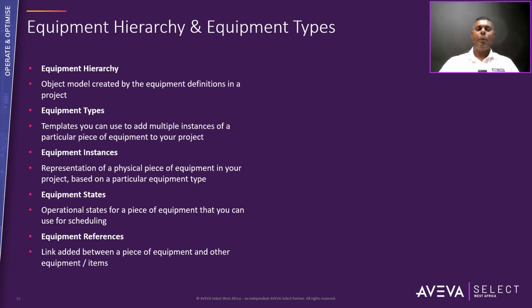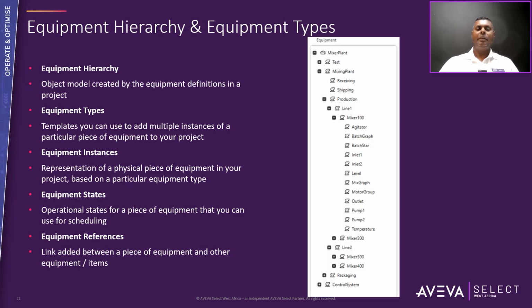Equipment hierarchy. The term equipment hierarchy refers to the object model that is created by the equipment definitions in a project. When you define an equipment instance, its location in the hierarchy is reflected in the equipment name, with a period used to indicate levels in the hierarchy.